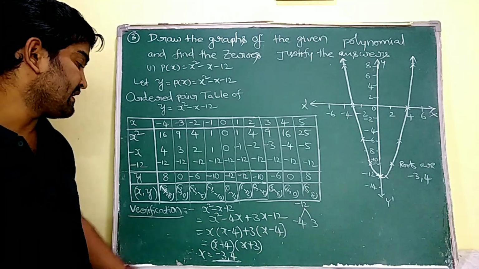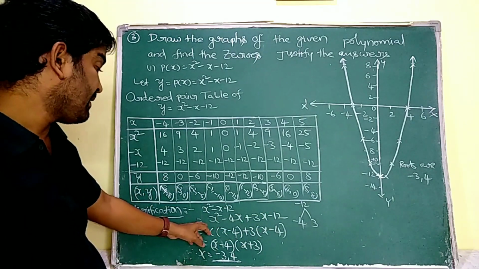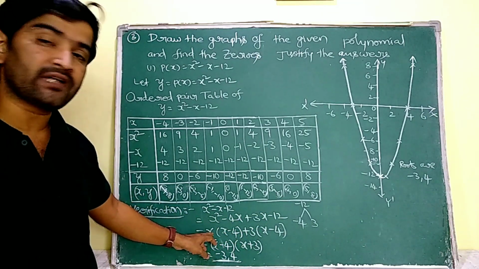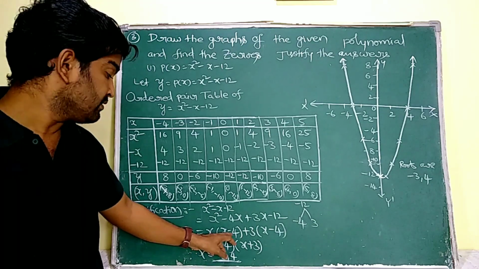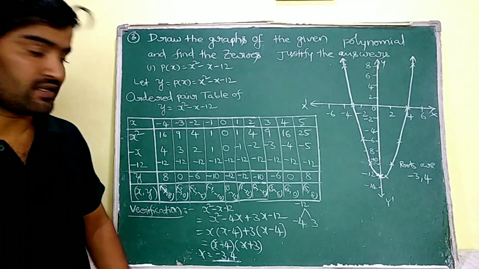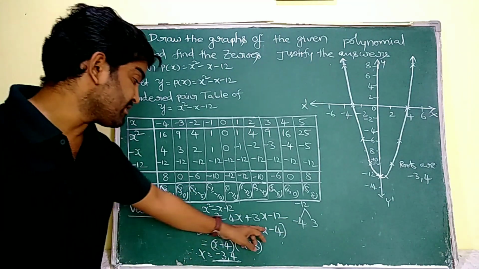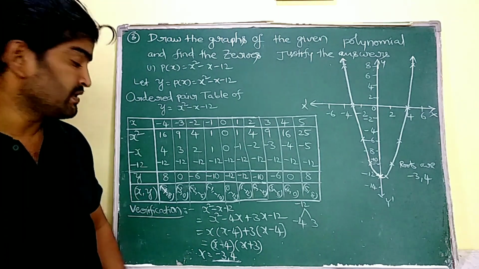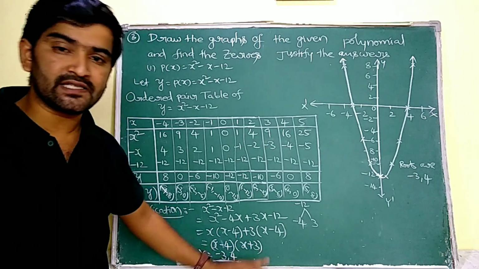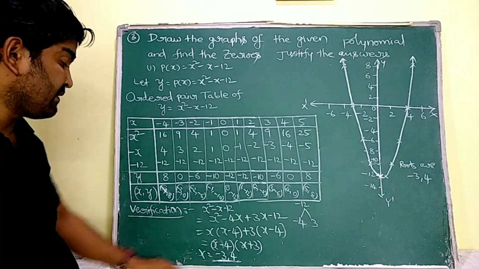So minus 4 and 3 are the numbers. So x square minus 4x plus 3x minus 12. From the first two terms I am going to take out x as common. Then x into (x minus 4). In the next two terms I am going to take out plus 3 as common. Then (x minus 4). So in the two terms now I am having (x minus 4) as common. So (x minus 4) into (x plus 3). Therefore the zeros of x are minus 3 comma plus 4.